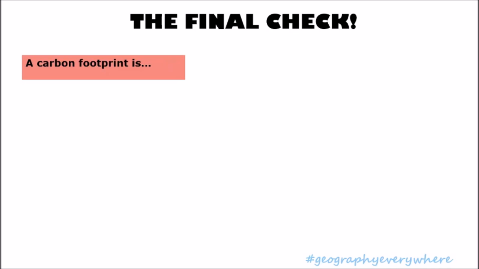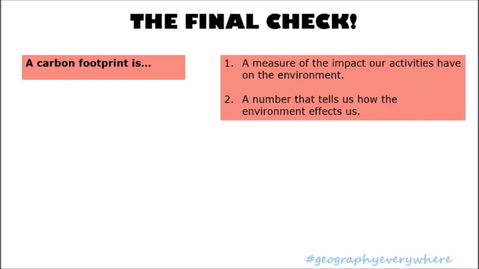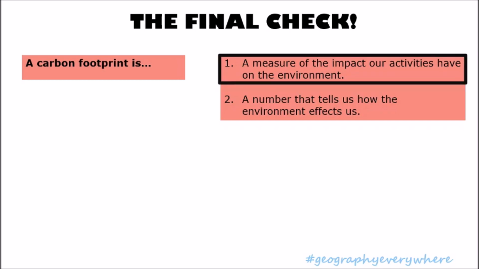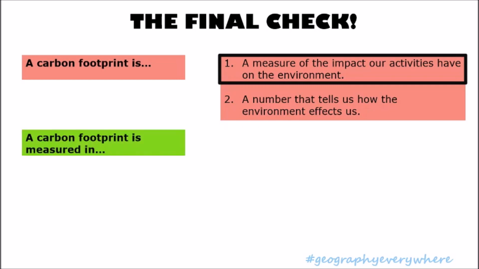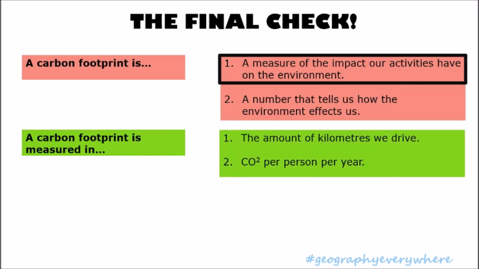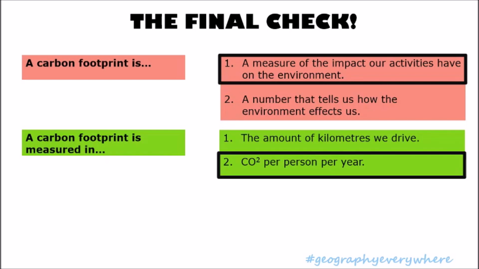Let's do the final check. A carbon footprint is 1. A measure of the impact our activities have on the environment, or a number that tells us how the environment affects us. Exactly, it's 1. A carbon footprint is a measure of the impact our activities have on the environment. A carbon footprint is measured in the amount of kilometers we drive, or in carbon dioxide per person per year. That's it. The answer is a carbon footprint is measured in carbon dioxide per person per year.